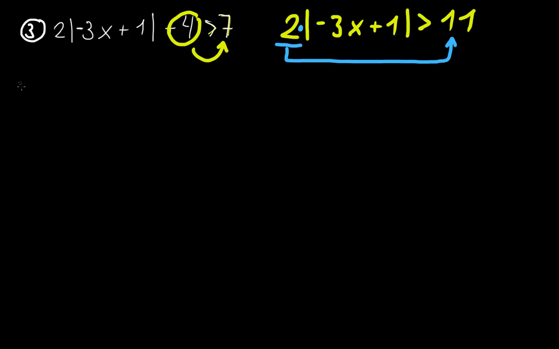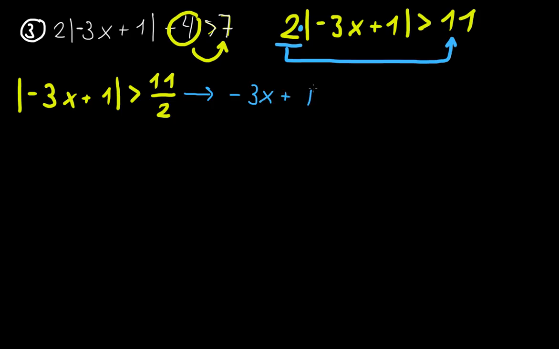So our new, or let's say simplified inequality is minus 3x plus 1 is larger than 5.5, but I'm going to use fractions, so 11 over 2. And now we have to solve for the two equations. So right now we're going to the positive side, so minus 3x. We're looking for x's such that this is positive 11 halves. Yeah, so we're looking for x.